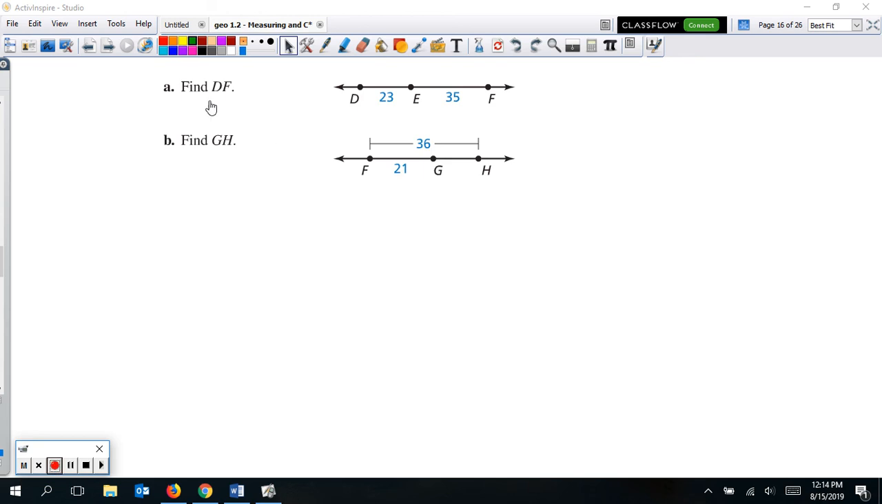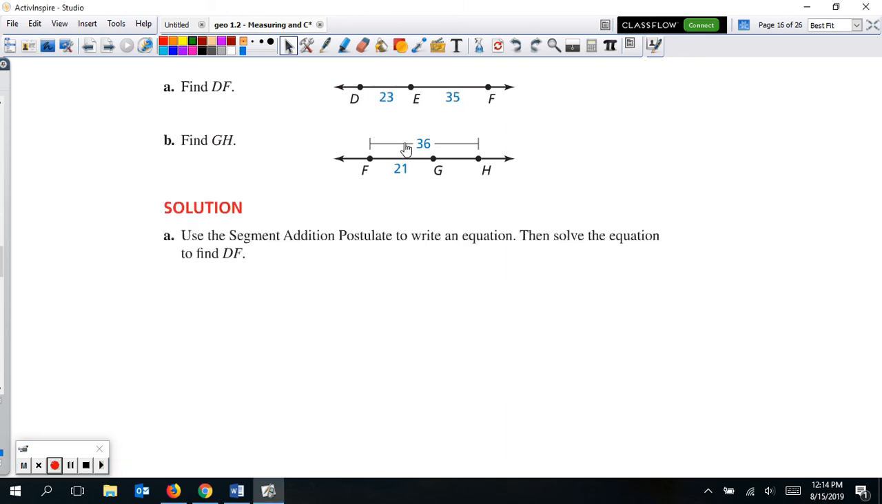So here's a couple, let's just watch these as you look at this. It says just find DF. Now DF would be the entire segment from D to F. It means you just have to add up the two smaller segments, so segment addition. DE plus EF will give you the DF segment, and that's what it's showing you here. It's almost like making a little equation out of this. And so you're just going to add 23 and 35, giving you 58. That would be what DF would equal.